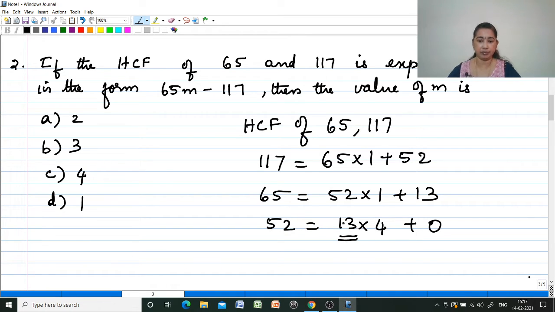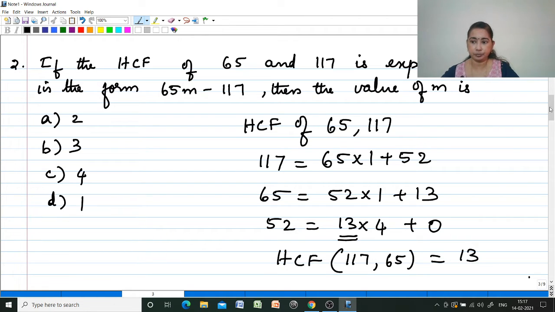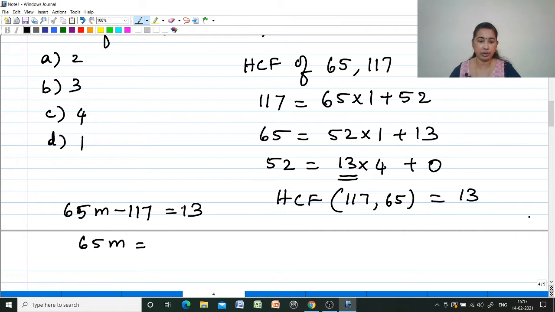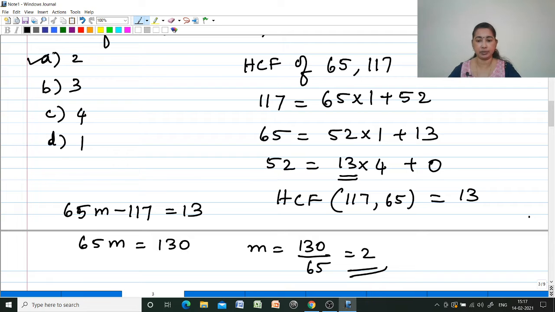13 is the HCF. HCF of 117 and 65 is 13. So 65m minus 117 can be written as 13, or 65m is equal to 117 plus 13, that is 130, or m is equal to 130 divided by 65, that is equal to 2. So the option is A. Answer is A.